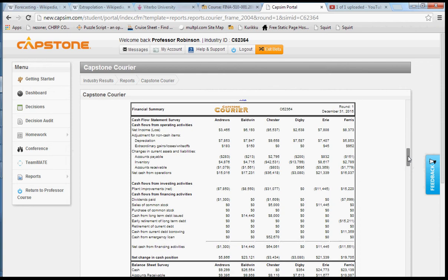So the last significant screen we're going to look at in this video is the statement of cash flows. This is a really important screen for doing competitive business intelligence, in particular, because it highlights where companies are investing.